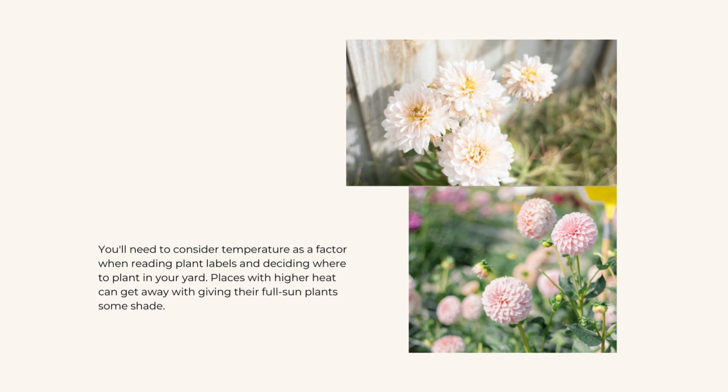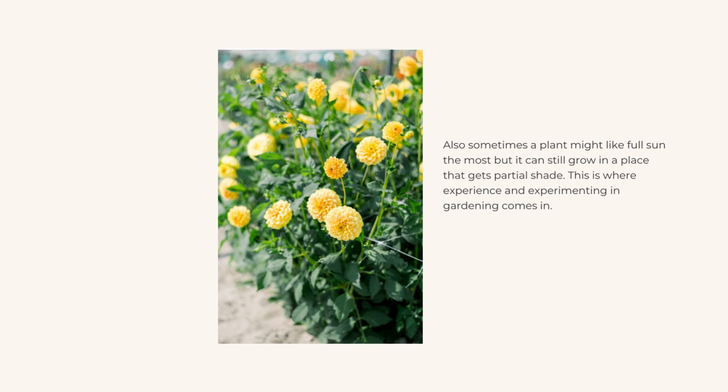On the flip side, if you live in a place with cool summers, you might put something that is usually considered to be more of a shade plant and give it a little more sun and heat. So remember that. High temps means you can get away with a little more shade than might be recommended. Also, sometimes a plant might like full sun the most, but it can still grow in a place that gets partial shade. On the other side of it, you might find things that are marked as preferred to be shaded. They can actually do well in sun. An example of that is hellebores that comes to mind. They do well in shade, but they can actually live in sun as well.